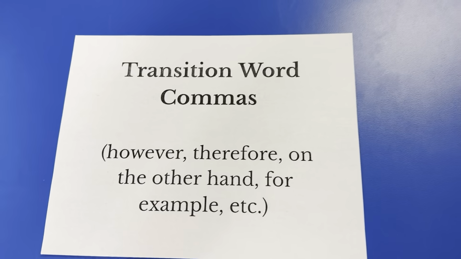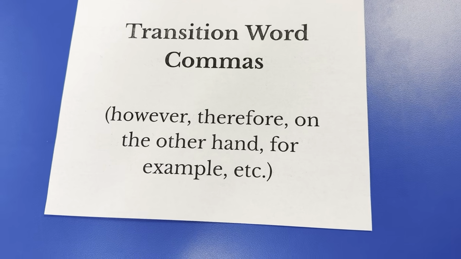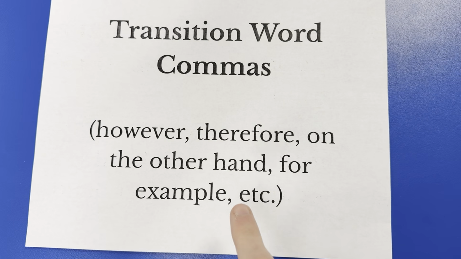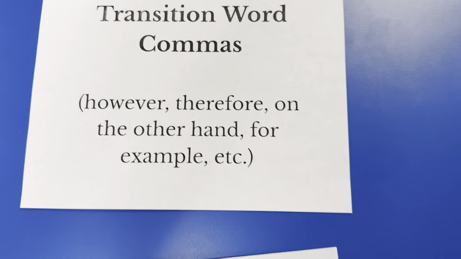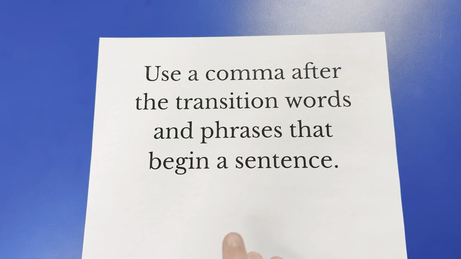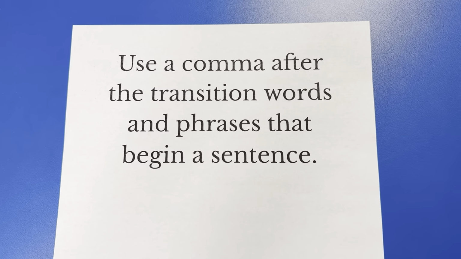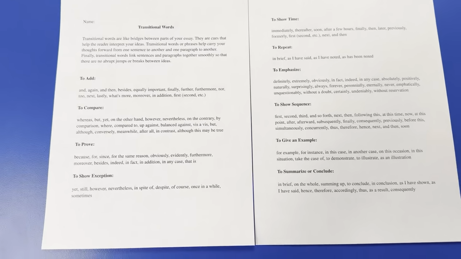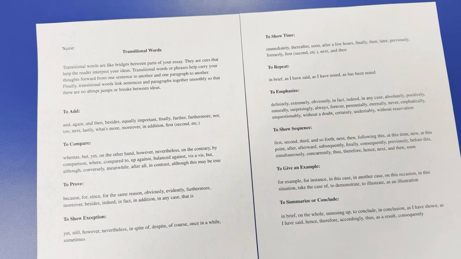Here is the rule for transition word commas. Now, on this paper, I have a few examples of transition words such as however, therefore, on the other hand, or for example. Now, for transition words, we use a comma after the transition words and phrases that begin a sentence. Now, I will have a huge list of transition words.